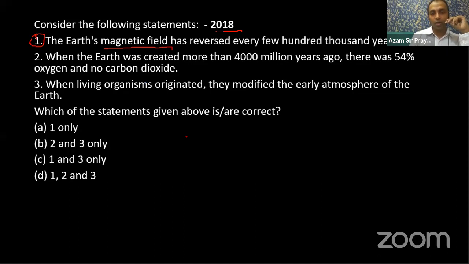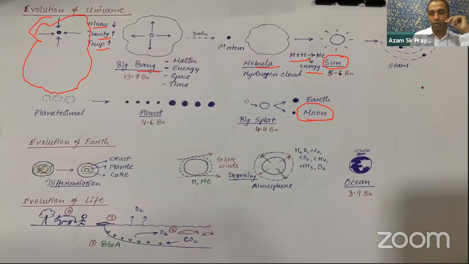So if you know that with respect to the oxygen, presently there are 20 to 21% of the oxygen in the atmosphere of the earth, less than 21%. So presently 20% hai, theek hai, to past mein 54% kaise ho sakta hai, theek hai. So agar aapko hint chahiye, to look at the hint over here. So the hint is over here, evolution of the earth.